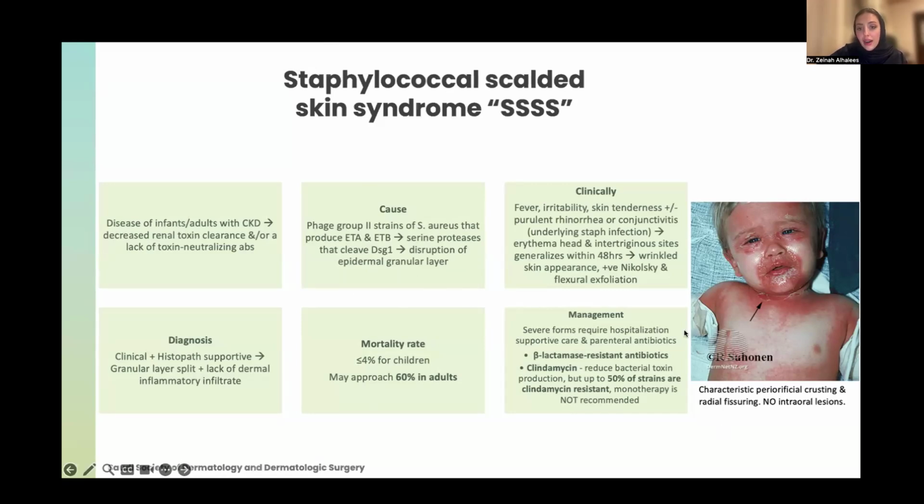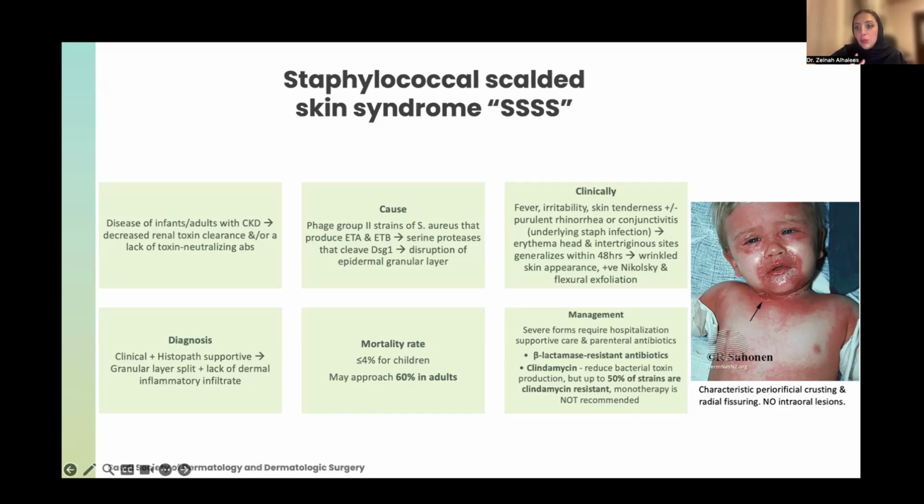So clinically, you have the fever, irritability, skin tenderness. Obviously, with children, it's a little bit more difficult to assess skin tenderness. And then they can have this purulent rhinorrhea and purulent conjunctivitis, which suggests an underlying staph infection. And then on the skin, you're going to have erythema. Usually, it starts in the head and intertriginous regions, and then it starts to generalize within 48 hours. And then they have this wrinkling appearance of the skin, and they can have a positive Nikolsky sign with flexural exfoliation. So they have this characteristic peri-orificial crusting and radial fissuring without any intraoral lesions.